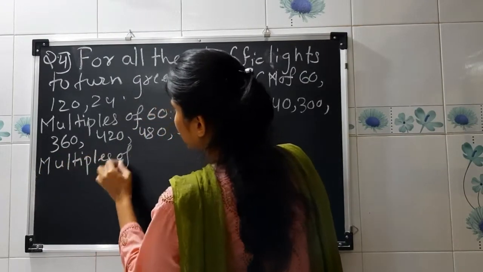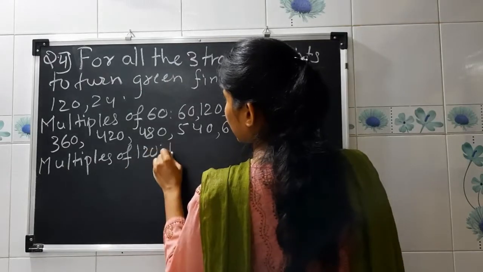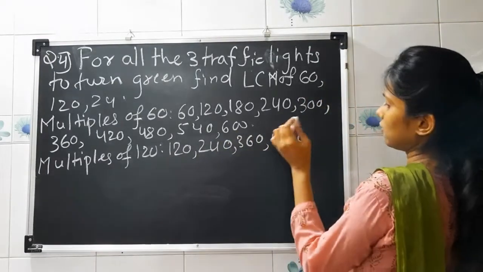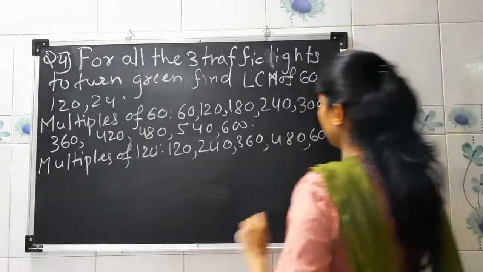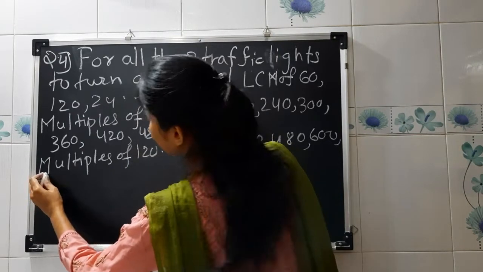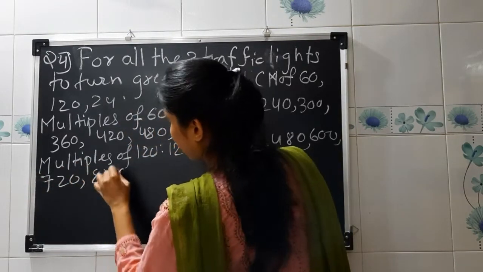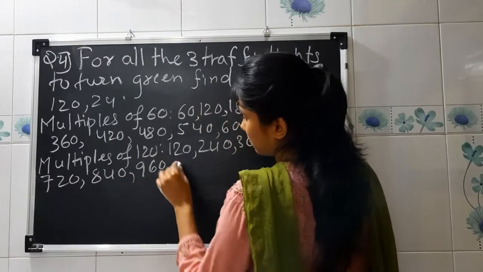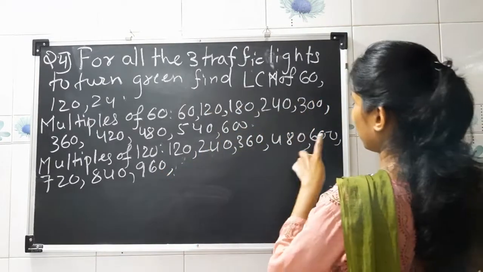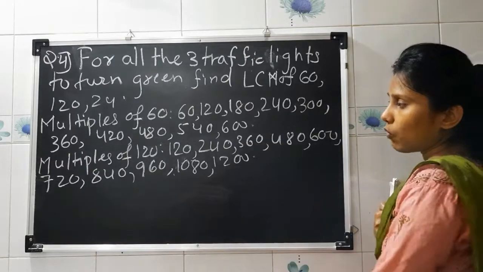Now multiples of 120. So 1 twenty is 120, 2 is 240, 3 is 360, 4 is 480, 5 is 600, then 6 is 720, 840, 960, then 1 2 3 4 5 6 7 8. These are the multiples of 120.